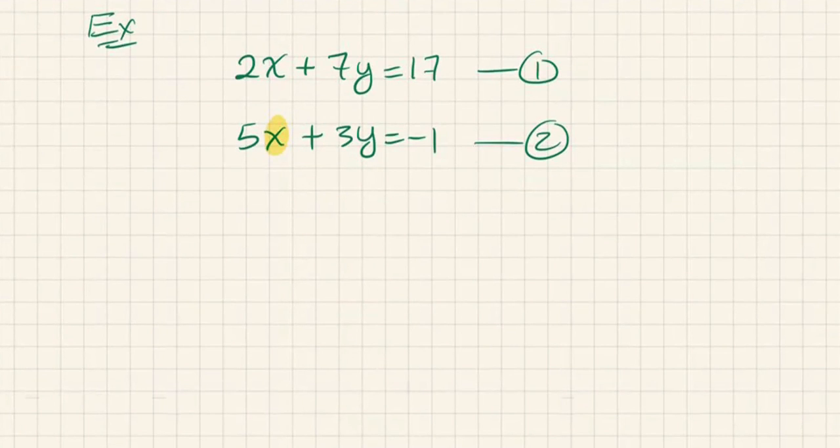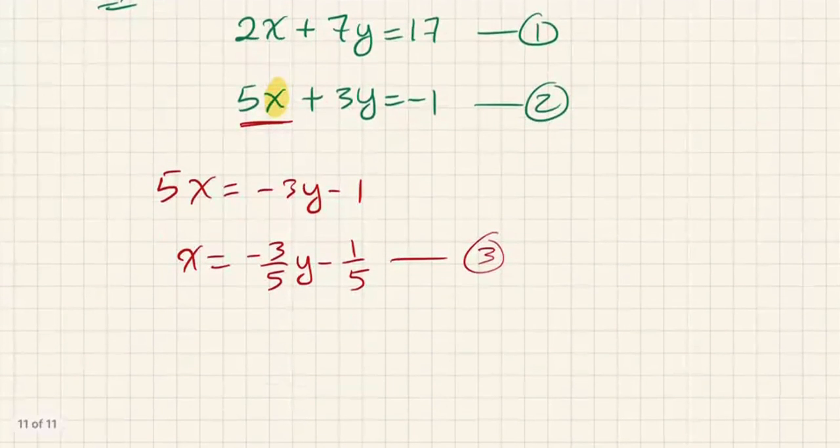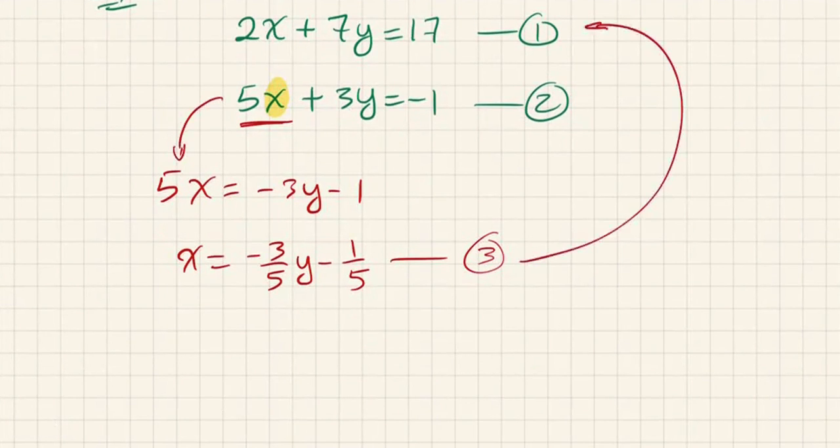So what we have to do is change the subject of this formula to x. So I'll shift 3y to the other side. So 5x equals negative 3y, negative 1. Divide by 5. So x equals negative 3 over 5 y, negative 1 over 5. This is number 3. I got this from number 2. So I will substitute in number 1.